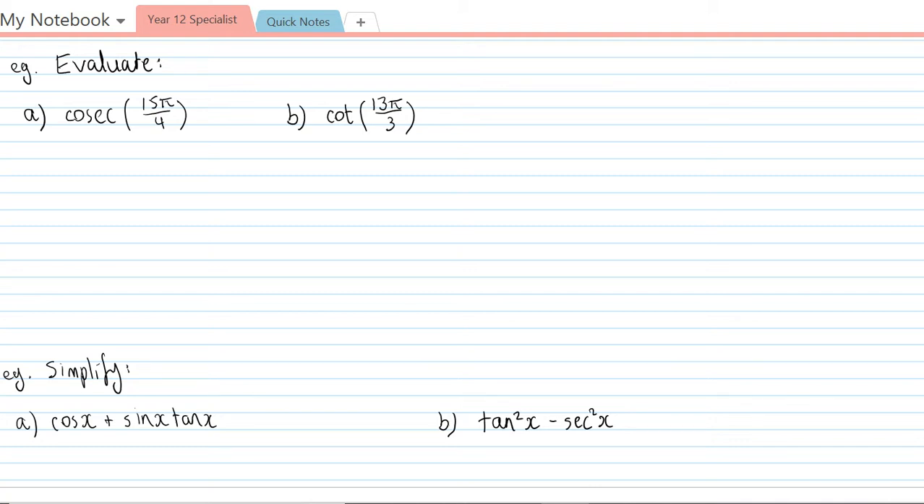Rightio, so in this next video on the reciprocal trig functions, I'm just going to have a look at evaluating and simplifying, and we'll see how far we can get into that now.